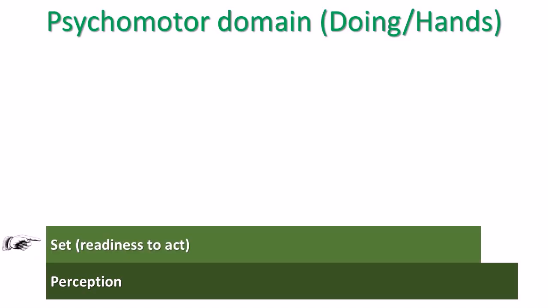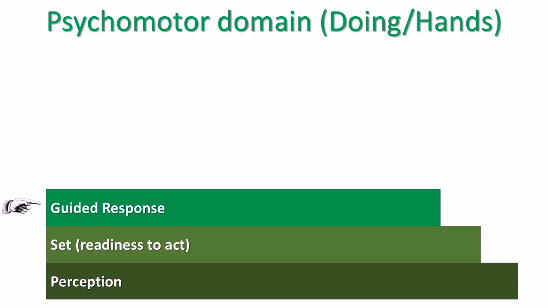Set. Readiness to act. Mental, physical, and emotional dispositions that make one respond in a certain way to a situation. Examples. The learner knows and acts upon a sequence of steps in a manufacturing process. Guided response. An early stage in learning a complex skill that includes imitation and trial and error. Adequacy of performance is achieved by practicing. Examples. The learner follows instructions to build a model. Or the learner responds to hand signals of the instructor while learning to operate a machine.